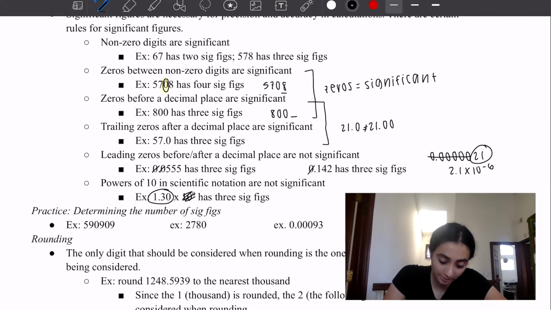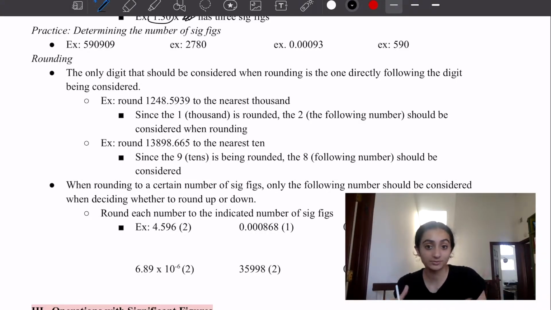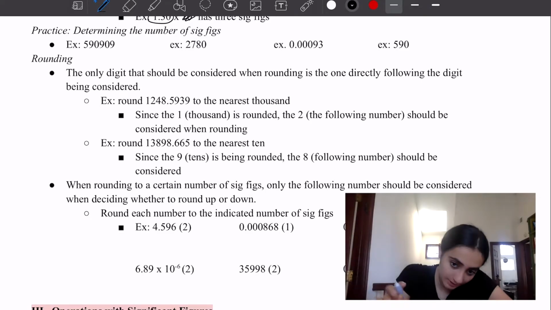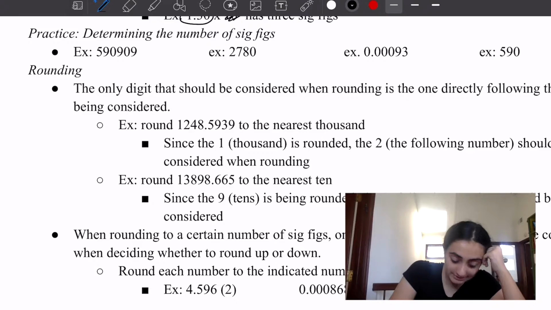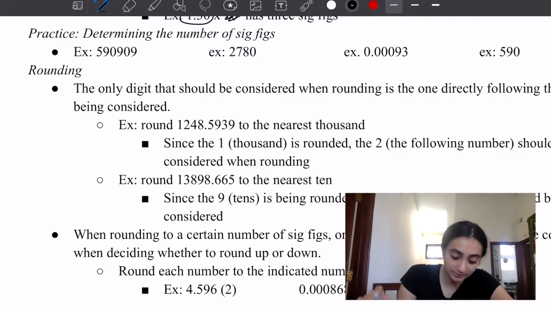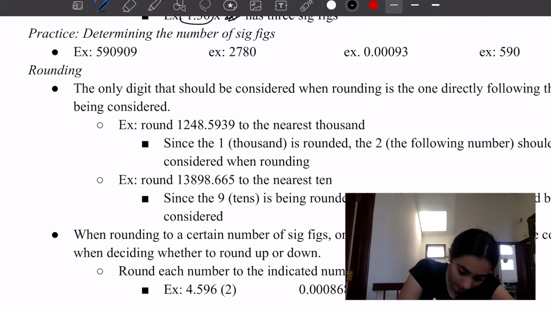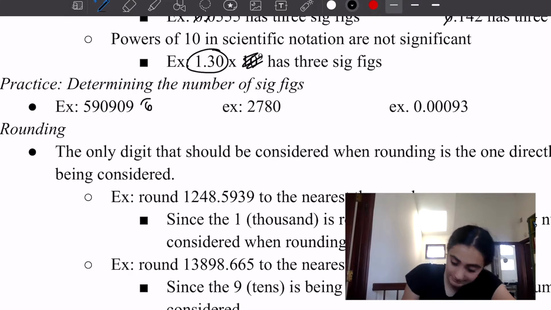So now we're going to do a practice with determining the number of sig figs. You can try this on your own and just pause the video and join back with me when you're ready. Okay, so for our first example, this would use the rule that zeros in between non-zero numbers are significant. So we can count all of these digits as significant. We have 1, 2, 3, 4, 5, 6. So this number would have 6 significant figures.